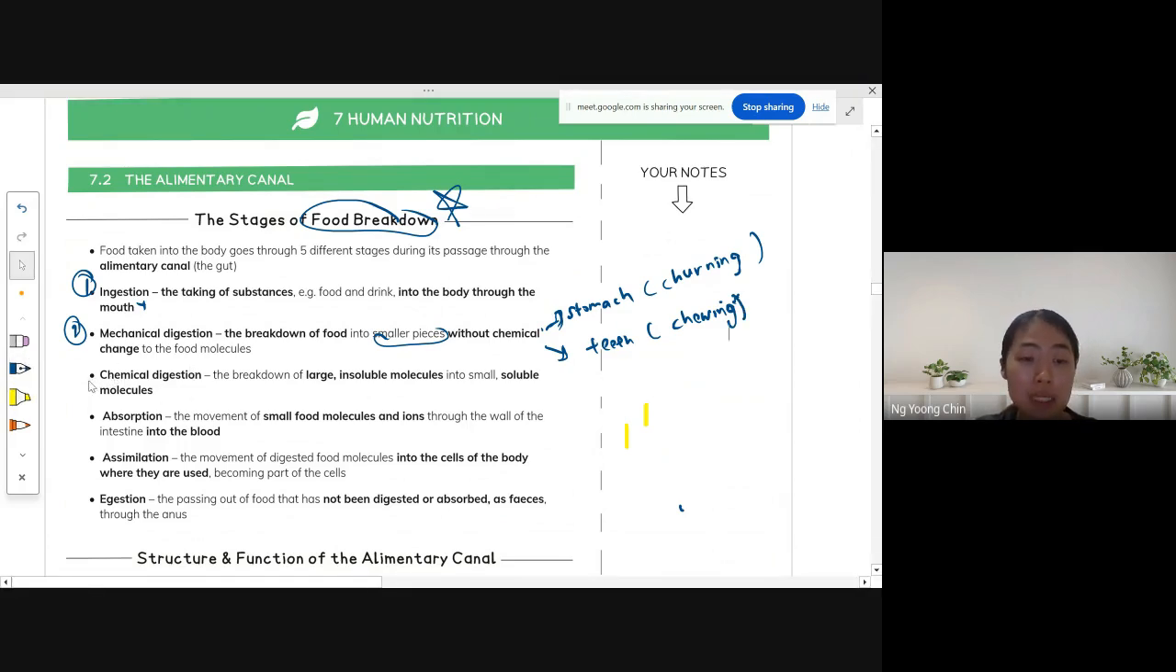Then now we talk about chemical digestion. Chemical digestion is done by enzymes. Because chemical digestion means what? It means they are breaking down large insoluble molecules into smaller soluble molecules. From insoluble becoming soluble means they are actually changing the chemical structure of the food molecule itself. So those are carried out by the enzymes, which you learned before: protease, lipase, amylase.